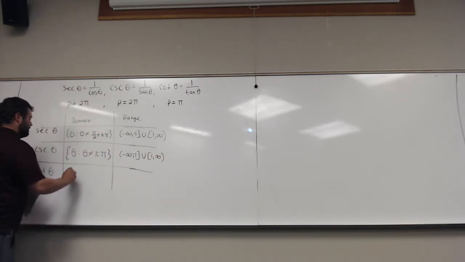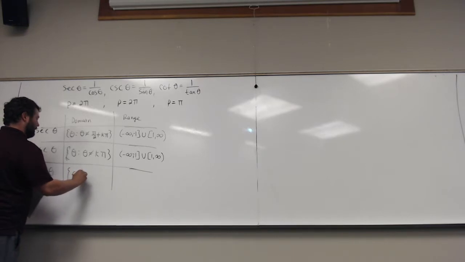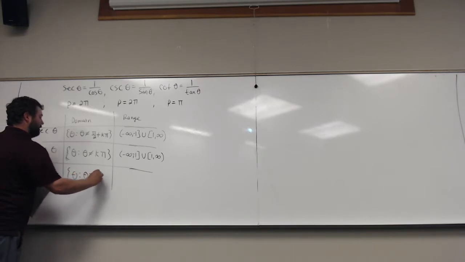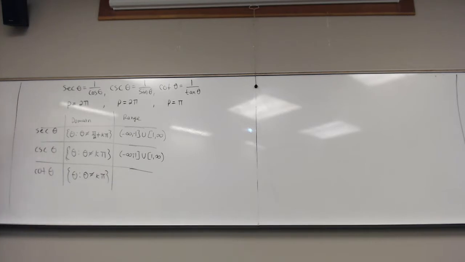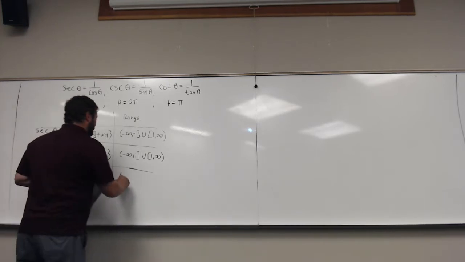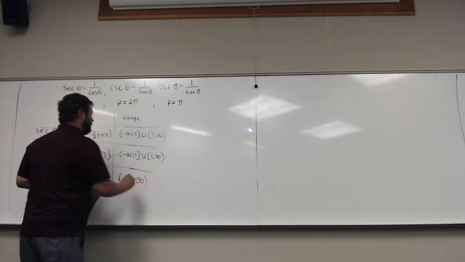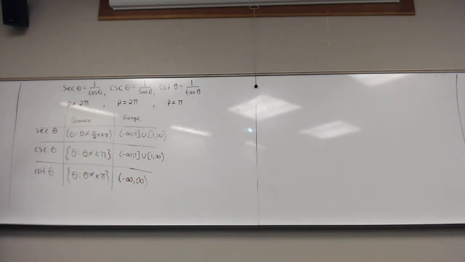And then cotangent has the same domain as cosecant. You can plug any angle into cotangent as long as it's not a multiple of pi. And the range, just like for tangent, is all real numbers. Okay.